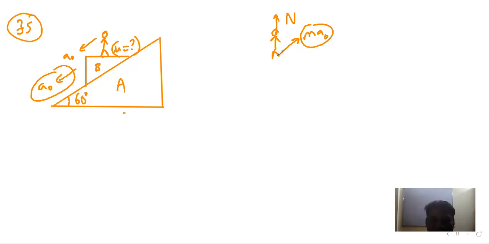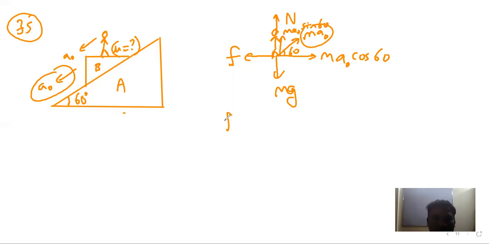Other than this, there is a friction force on the baby. So friction will be taking baby in horizontal direction towards this direction, and mg force will also act on the baby in downward direction. So if I take the component of this will be 60. So this will be m a naught cos of 60, and this will be m a naught sine of 60. So friction comes out to be m a naught cos of 60.